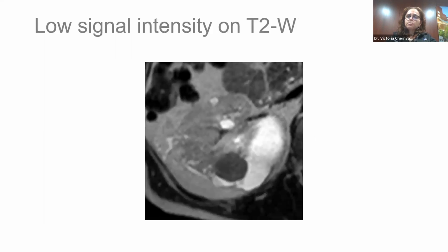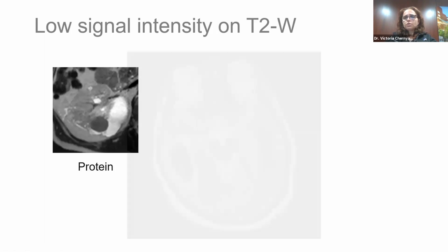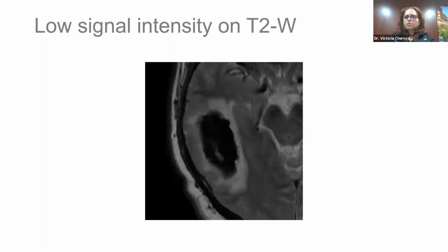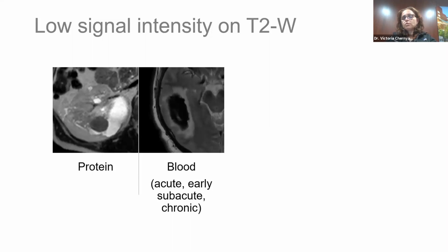When you have a lot of protein in a cystic structure, as you can see here, this is a proteinaceous cyst, that will give you low signal intensity on T2. Certain stages of blood, so this patient has a big hematoma in the right parietal lobe, and you can see that very low signal intensity on T2 weighted sequences, and this is from blood. And the blood can be either acute, early subacute, or chronic. Those stages will give you low signal intensity on T2.